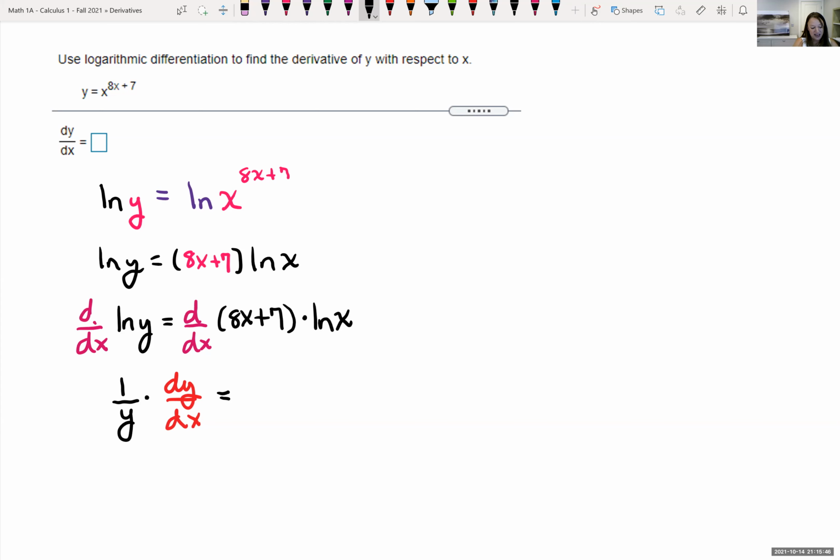Okay, so when we apply the derivative on the right-hand side, we got to use that product rule. So the product rule says I'm going to take the derivative of my first function. So derivative of 8x plus 7 is just 8 times the second function, natural log of x, plus the first function, which is 8x plus 7, times the derivative of the natural log of x. And then derivative of the natural log of x is the 1 over x.